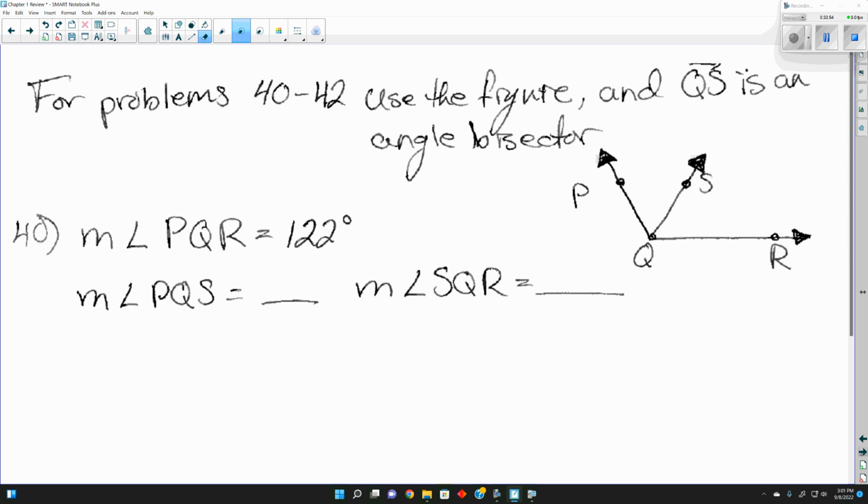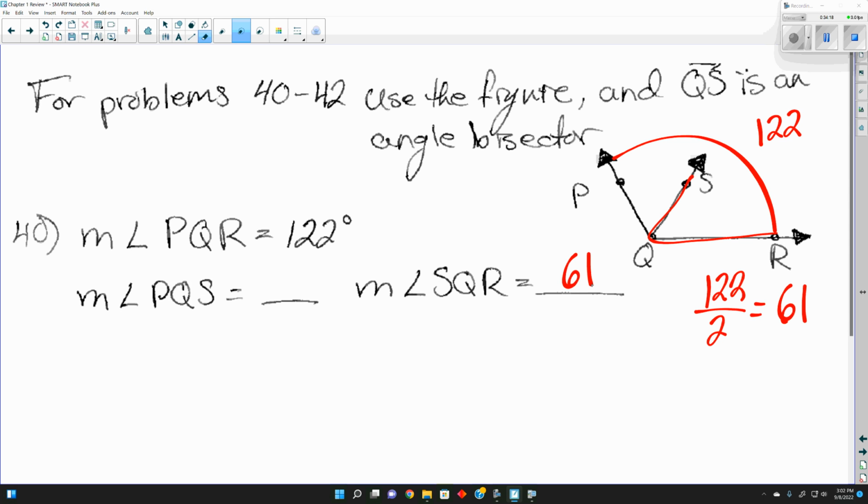Questions about this here? So QS, it says right there, QS is an angle bisector, so it cuts it in what? So what did it tell us? PQR, the whole thing is what? So literally all you have to do is just cut 122. Oh my gosh. Which is? I was struggling so hard in that one. So SQR is PQS. So again, make sure it's which angle is specified.